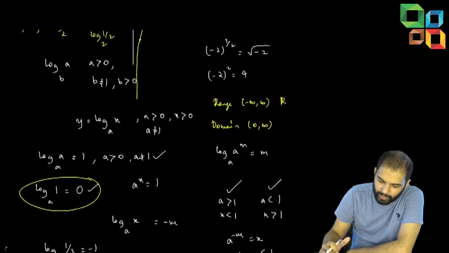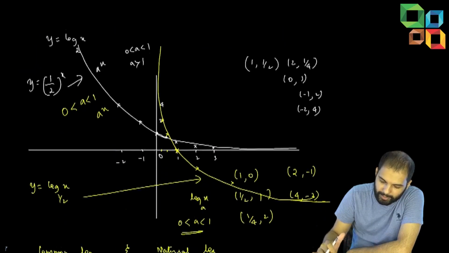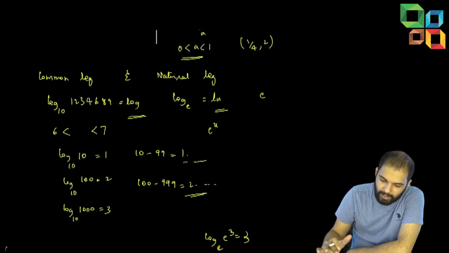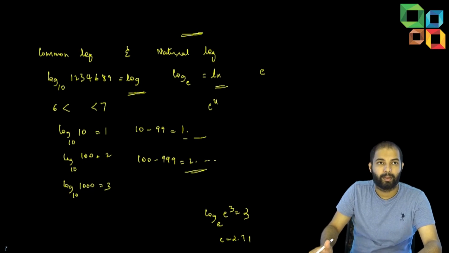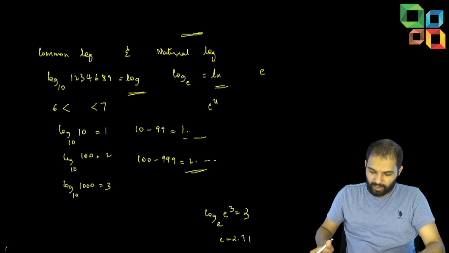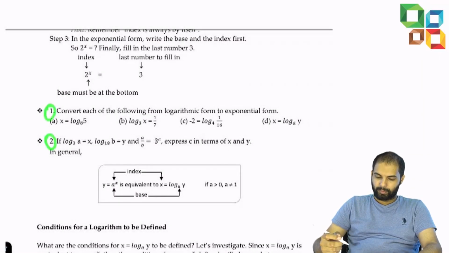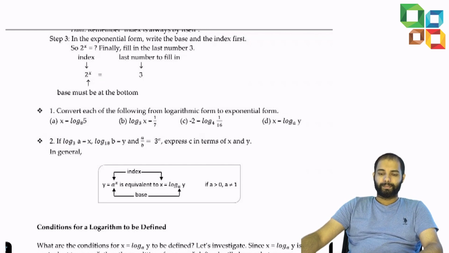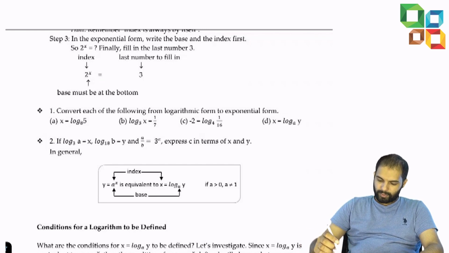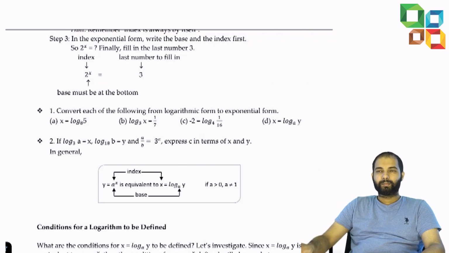Fine. So there are two main parts, called common logarithms and natural logarithms. Solve the first and the second part here quickly. You can just copy this. Anyway, we'll do it here itself.